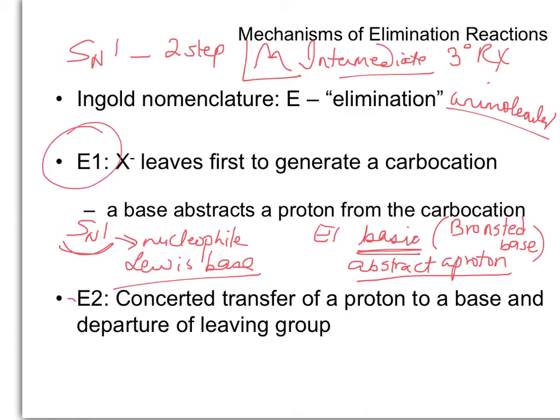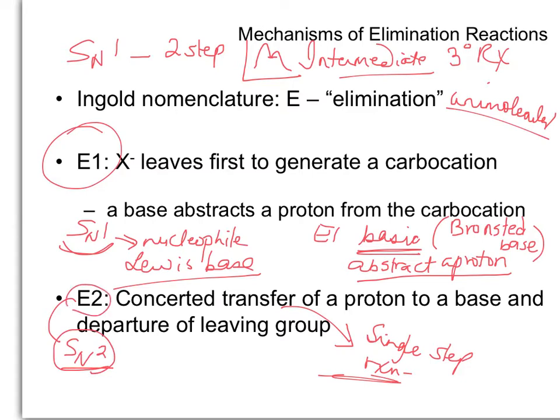E2, which is similar to SN2, is a concerted reaction. That means in this case, you're going to see the transfer of a proton and the loss of the leaving group, both synchronized in one single step. So it's a single-step reaction. That's the easiest to remember. So you can perhaps see that both SN2 as well as E2 are concerted reactions. They occur in a single step. Their energy profile looks like that, with energy on the y-axis, of course, and the reaction progress on the x-axis.